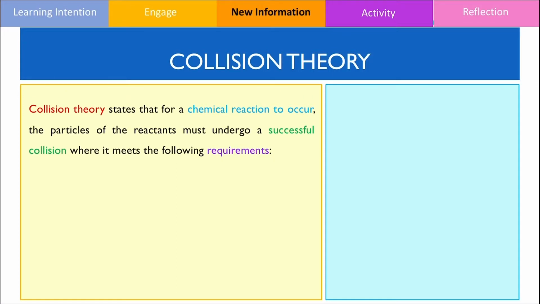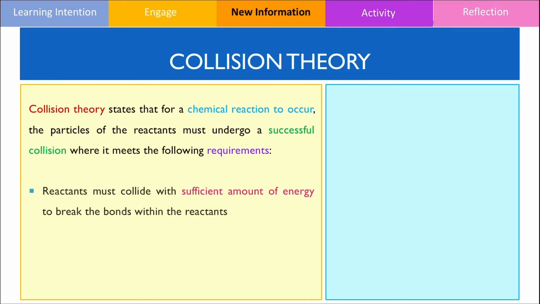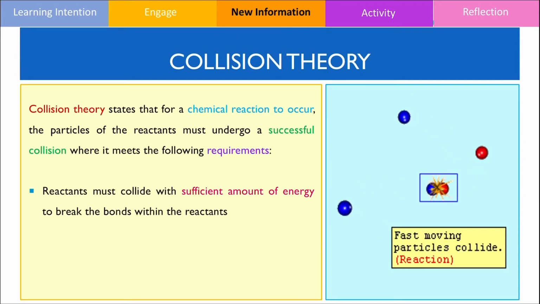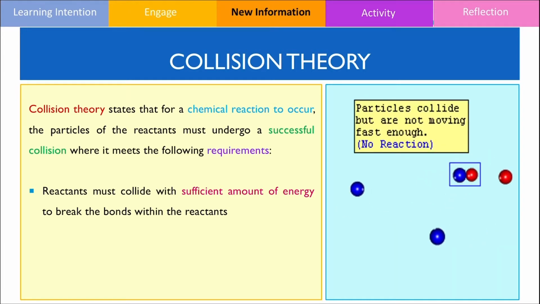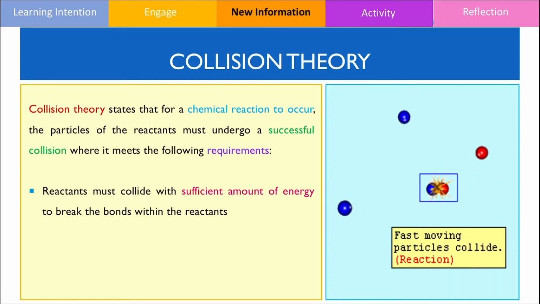Collision theory states that for any chemical reactions to occur, there needs to be successful collisions between reactant particles. Successful collisions are characterized as collisions where the reactants are colliding with sufficient energy so that the bonds are broken within the reactants. This is illustrated here in the following animation, where you can see that fast collisions result in a chemical reaction, whereas no reactions occur with a slow collision.